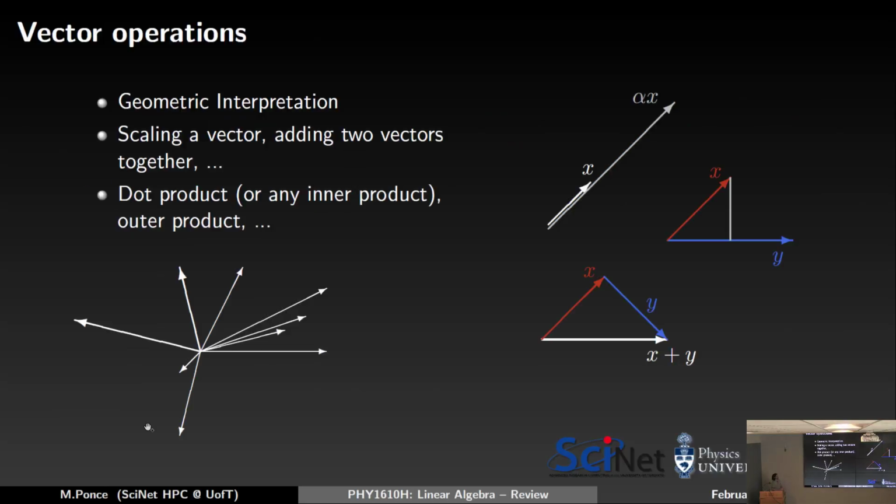So let's start with the review. Okay, very basic, vectors, right? Any linear algebra course starts with the concept of vectors. The simplest interpretation is the geometric interpretation, where we can think of a vector like an arrow pointing in a certain direction with a given length. And then you have operations that you can apply to the vector, like scaling a vector, adding vectors, subtracting, multiplying in many different ways. You can do dot products or inner products, scalar products, outer products, all kinds of different things.